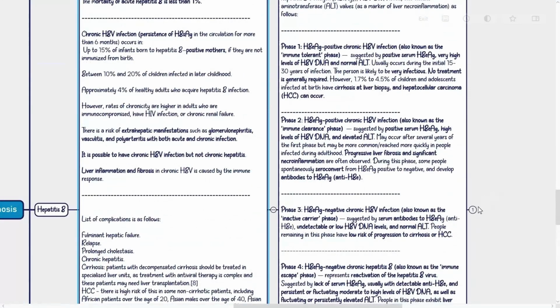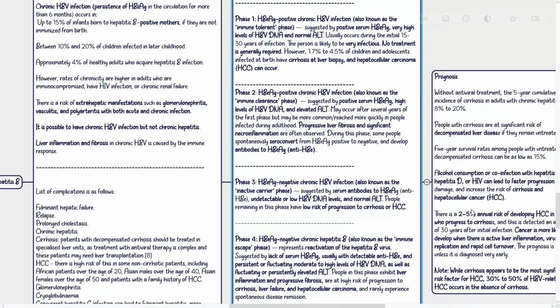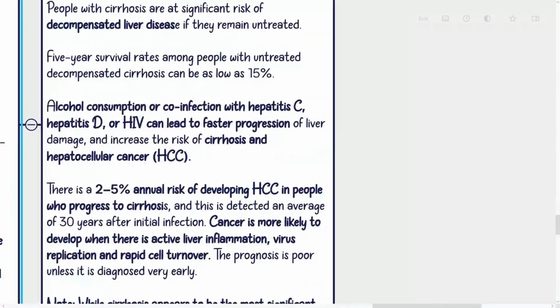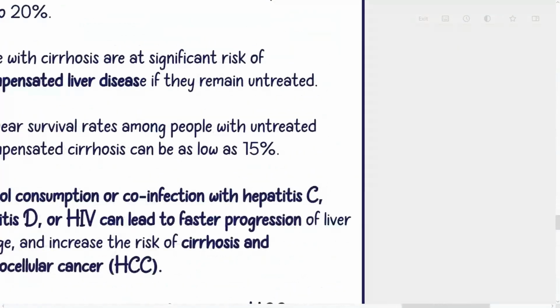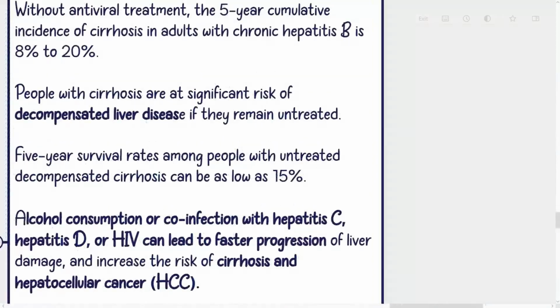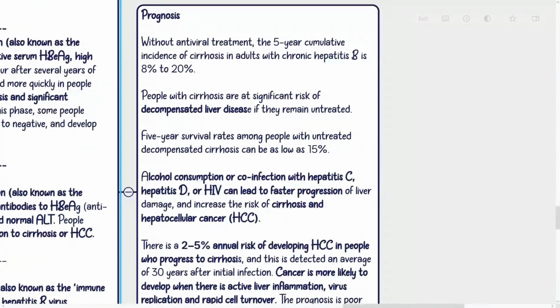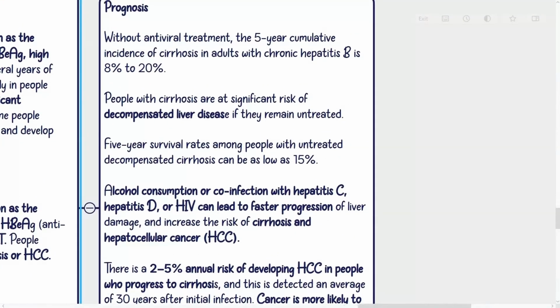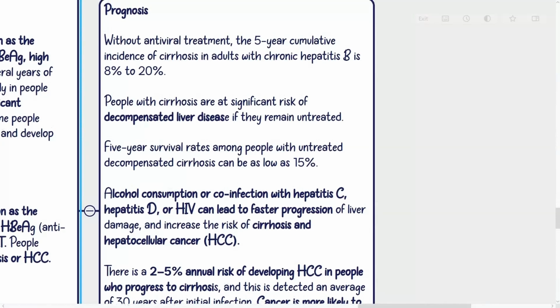Prognosis. Without antiviral treatment, the 5-year cumulative incidence of cirrhosis in adults with chronic hepatitis B is 8% to 20%. People with cirrhosis are at significant risk of decompensated liver disease if they remain untreated. 5-year survival rates among people with untreated decompensated cirrhosis can be as low as 15%.